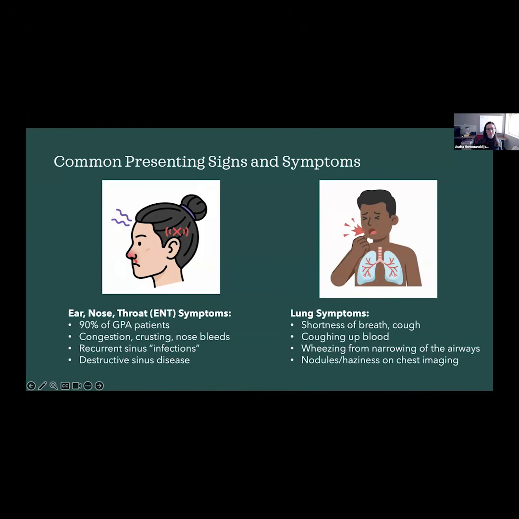Sometimes patients are diagnosed a little bit more incidentally, where they'll be found to have nodules or different haziness on chest imaging. And the cause for those different types of nodules or different areas of haziness, sometimes called ground glass opacities, is really broad and needs a very thorough workup, which we're going to discuss in a little bit.